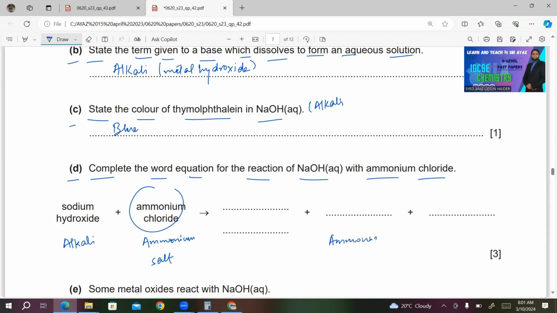water, here I will write ammonia, water, and the salt. Salt obtained must be formed between sodium and chloride. So we will write sodium chloride.